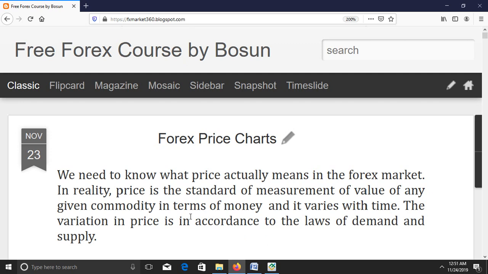We need to know what price actually means in the forex market. When we talk of price in the forex market, we are referring to the standard of measurement of value of any given commodity in terms of money, and it varies with time. That's the monetary value of every commodity. That's what we call price, and this price varies with time.